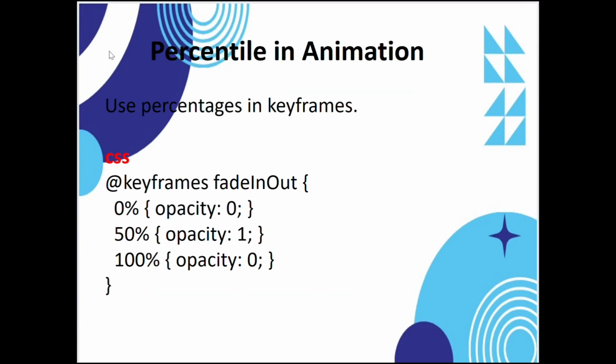Percentages in animation. Instead of just from and to, you can define animation using percentage values. This gives you finer control over the flow of motion. Here is the example: 0% opacity 0, 50% opacity 1, and 100% opacity 0.